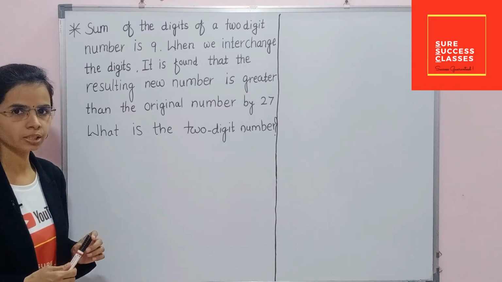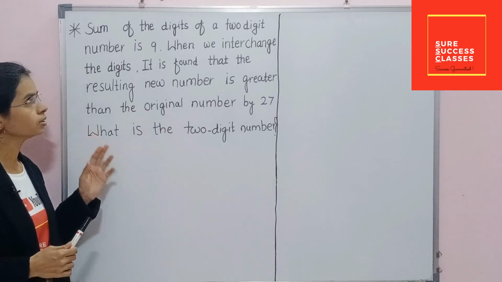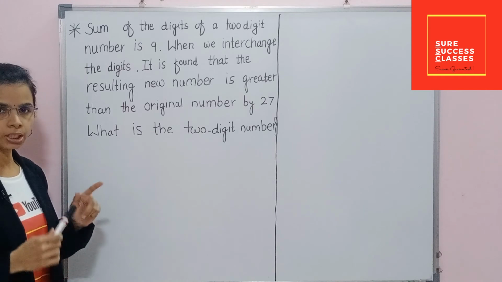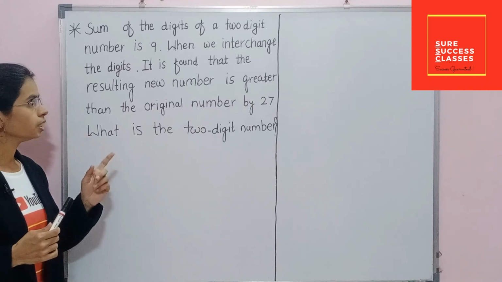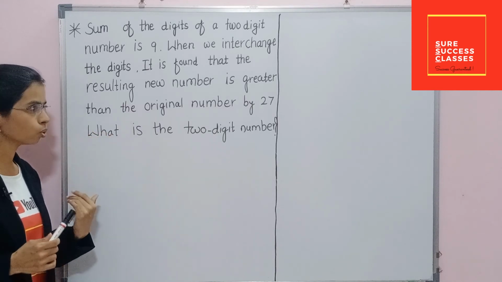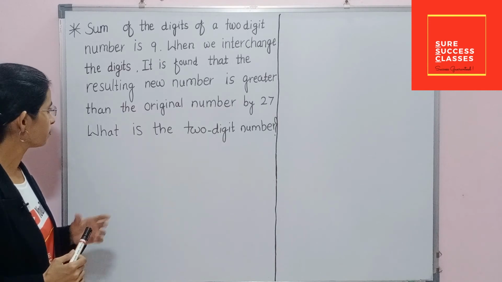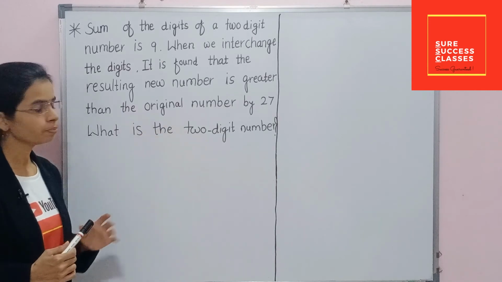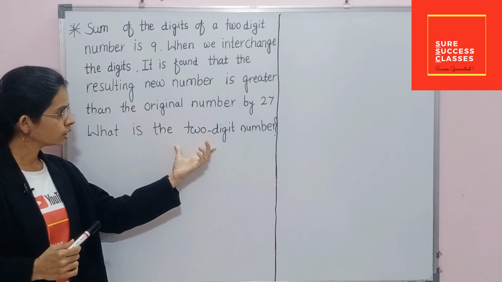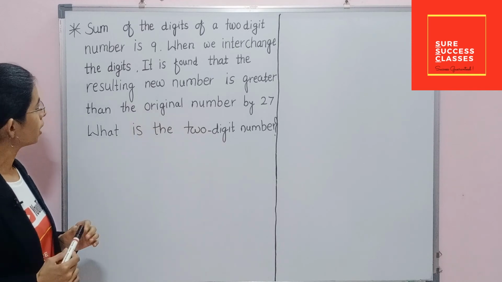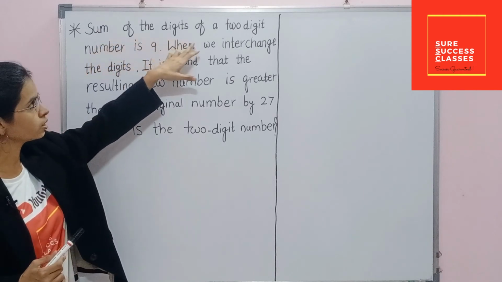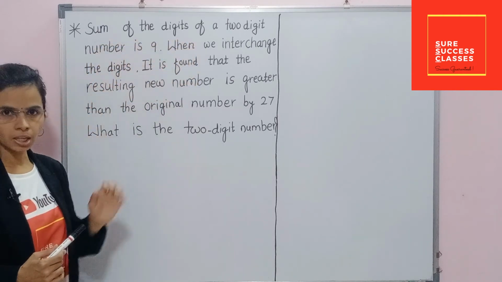Let's move to the next question. The next question is, the sum of the digits of a 2-digit number is 9. When we interchange the digits, it is found that the resulting new number is greater than the original number by 27. What is the 2-digit number? Means in this question, we have to find out that 2-digit number, and the given information is the sum of the digits of a 2-digit number is 9.